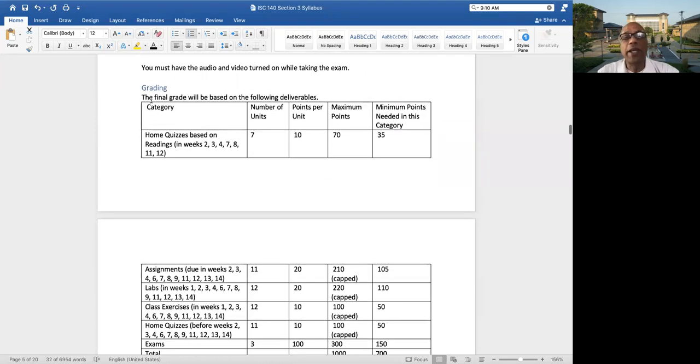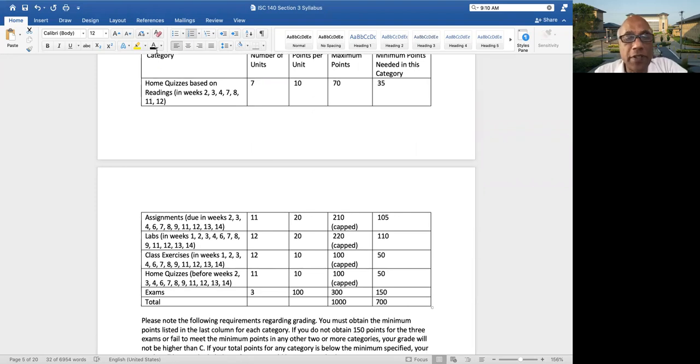Now, how will you be graded? Well, there are so many different categories here. They are all different techniques, as you might have seen, to help you learn the material, right? So assignments help you, labs will help you, etc. So you must do all of these. And here are the points for the various categories.